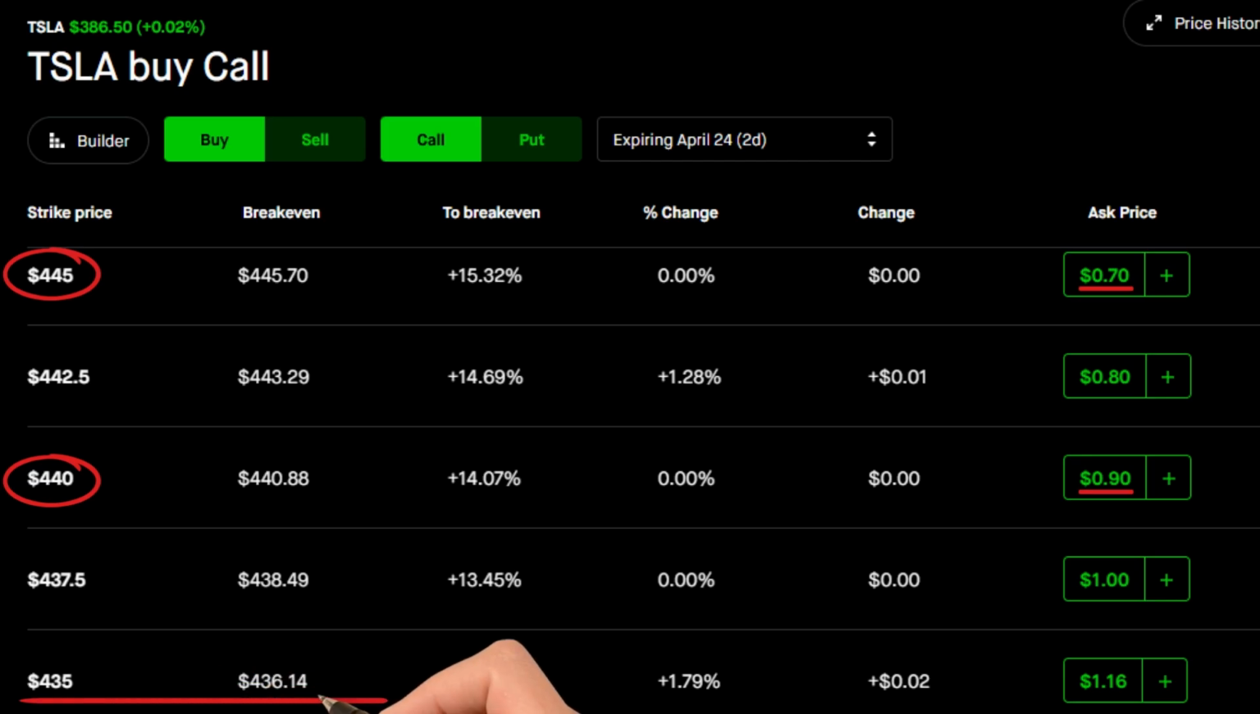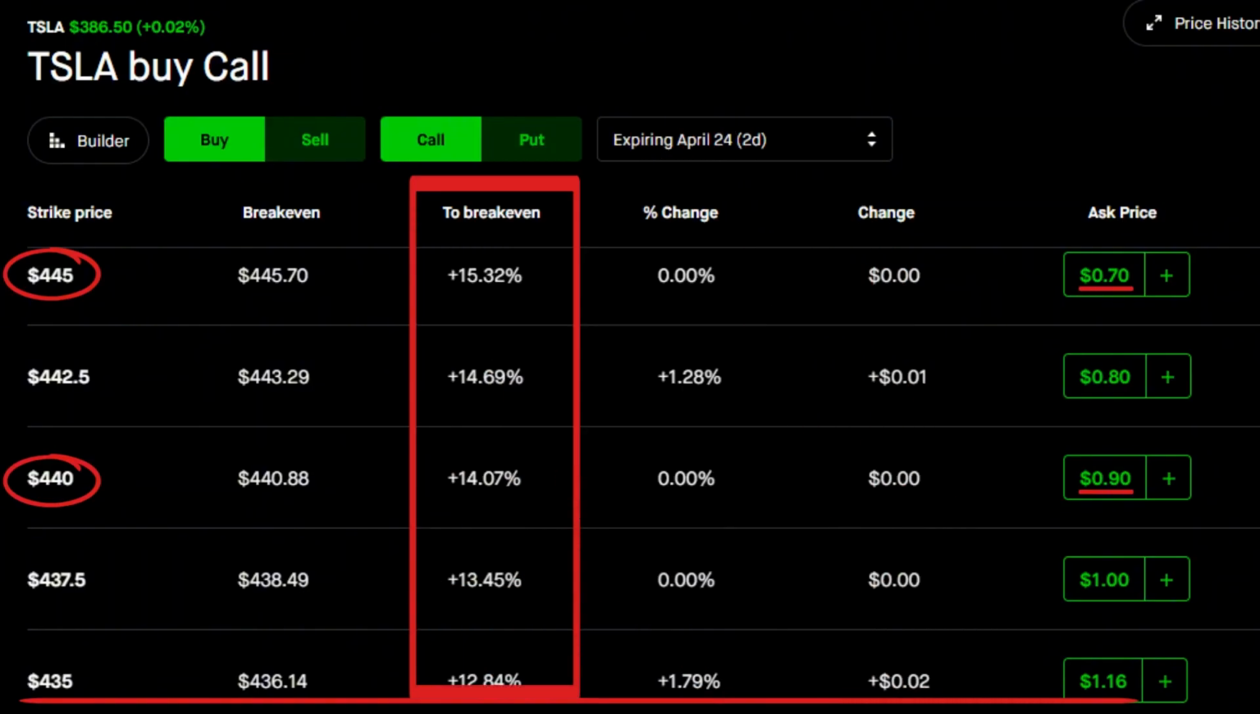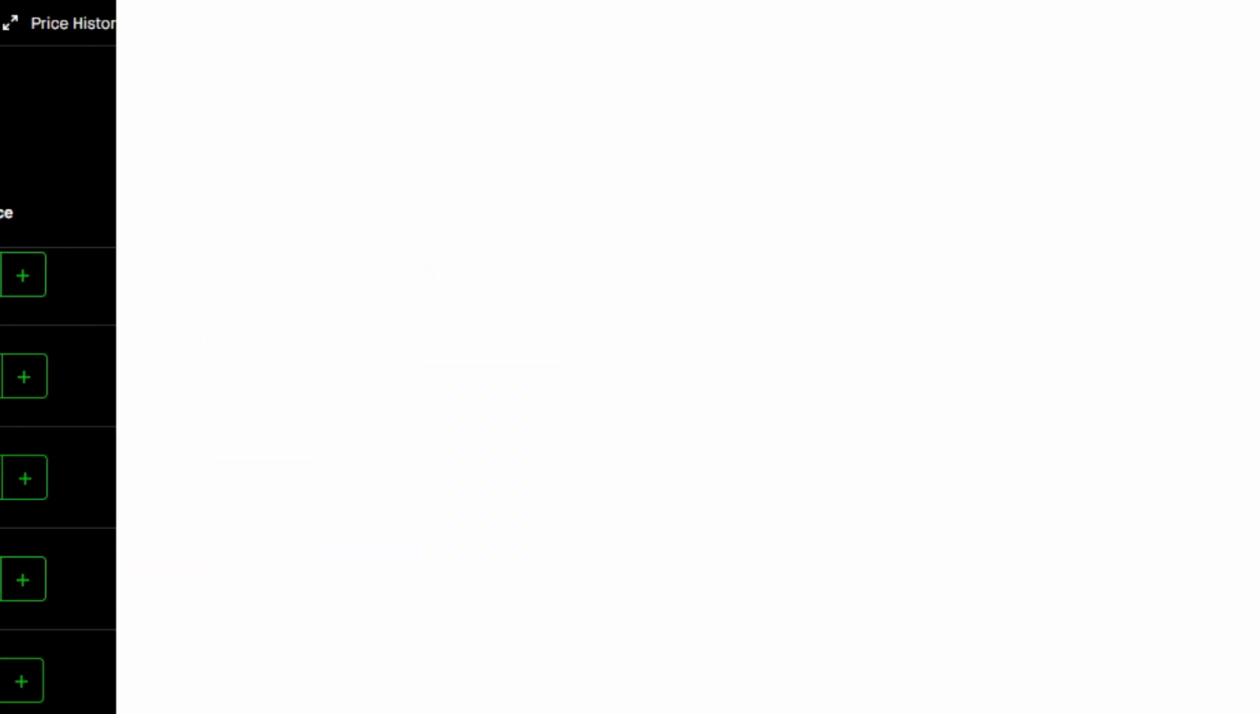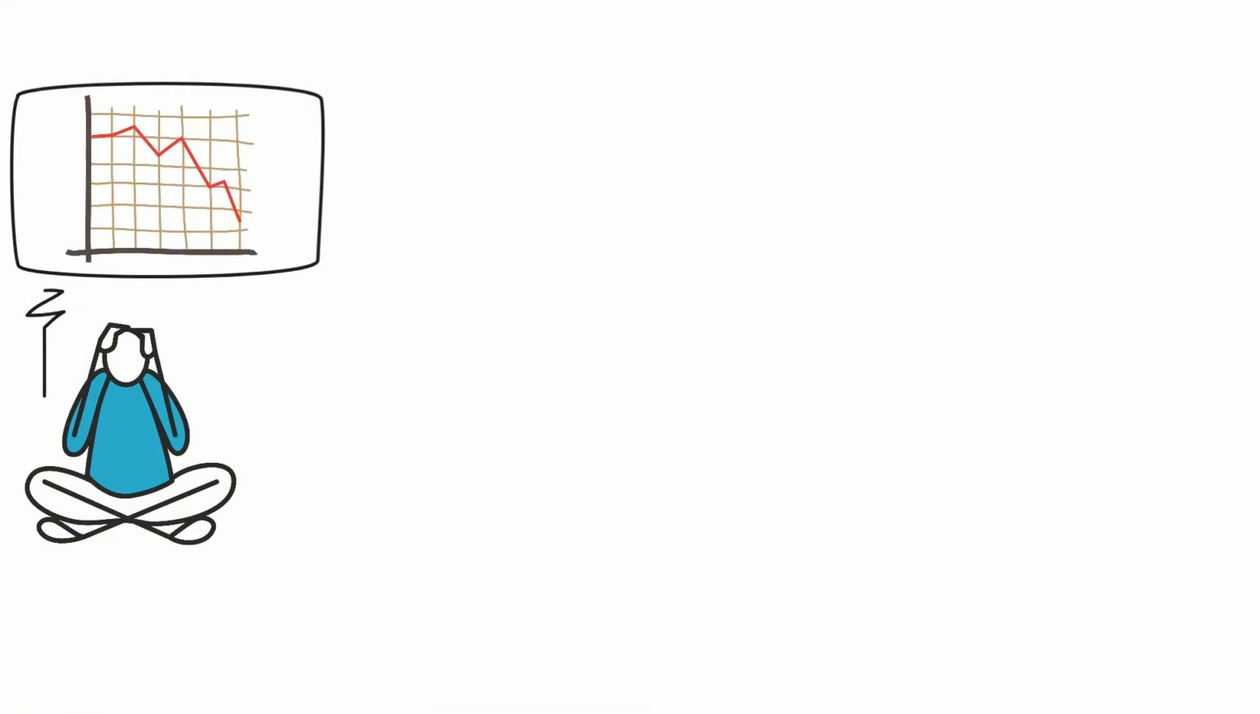Take a look at the strike price, $435. It's more expensive. Also take notice of the percent change too. It's lower, which means it's more expensive. So if you think this whole option contract thing is risky, then you're correct. Who knows what will happen in the next 2 days?